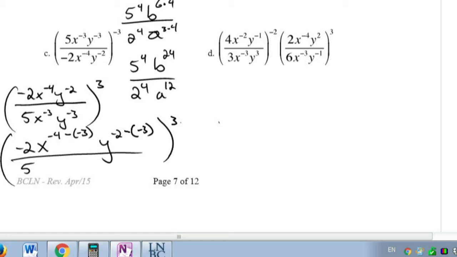And again, this is just one way to do it. This isn't the right way. There's many, many ways of dealing with this. -4 minus -3 is going to give me x to the -1. -2 minus -3 is going to give me y to the power of +1. This is all over 5, and it's all cubed.